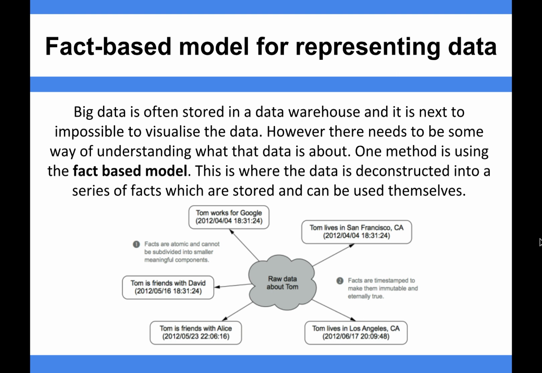So this fact base, based on the model, based on the data, is almost like a simplified version of this huge data set. So you could look at those facts and then you've got a decent idea of what the data is about. If you look at the example below, you can imagine there's a huge amount of raw data about Tom. To visualize what that data is is very difficult because, as we know, big data comes in unstructured and structured form. It could be a real mess, all this huge amount of raw data.